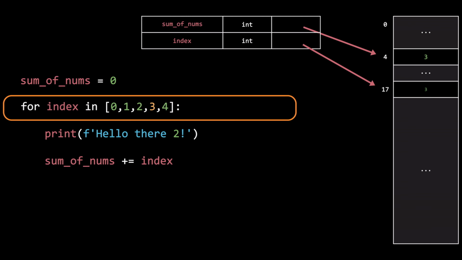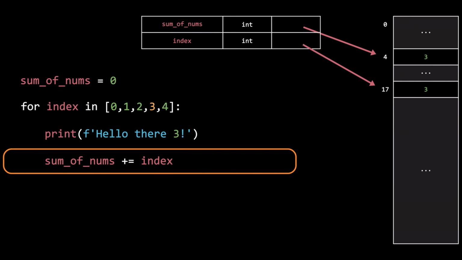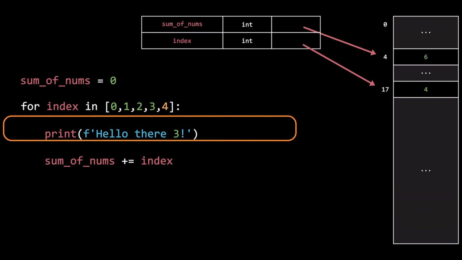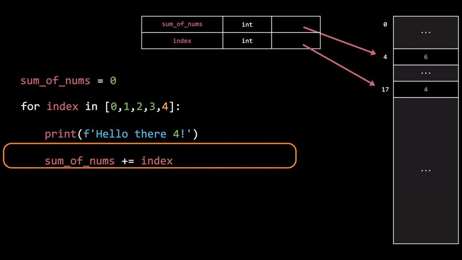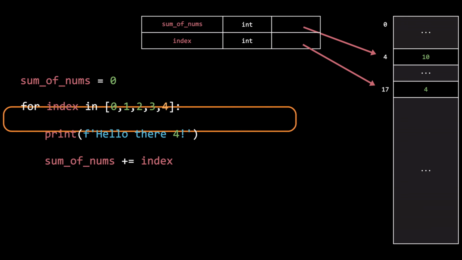Then we take the 3 and put that into the index variable. We print out hello there 3. And then we add that 3 to the sum of nums, making the total up to 6. Then we put 4 into index. We say hello there 4. And then we add that 4 to sum of nums, making the total 10.